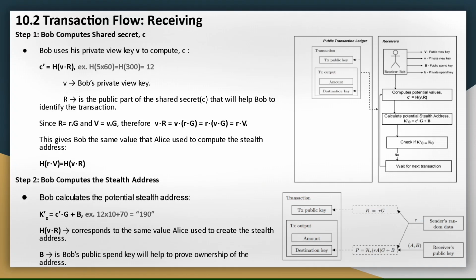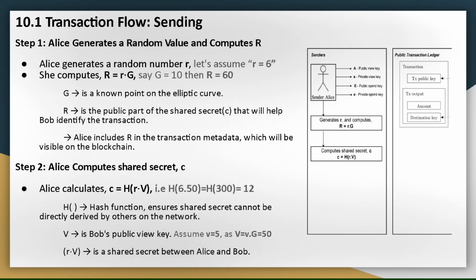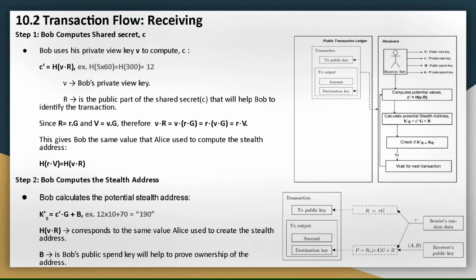Let's say someone else is not Bob, but only Bob has his private key, whereas Bob's public view key is used to generate the shared secret key. So only Bob can use his private view key to generate the shared secret key here. That is the hash of C, so let us say hash of 300 is given as 12. Now Bob has the shared secret key.